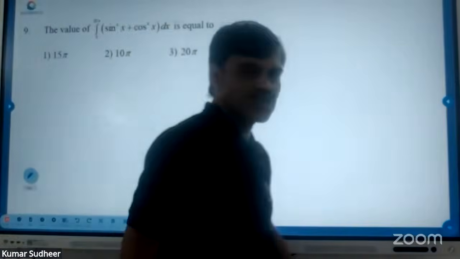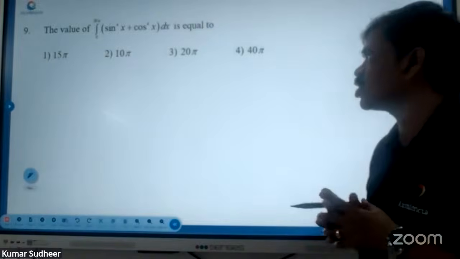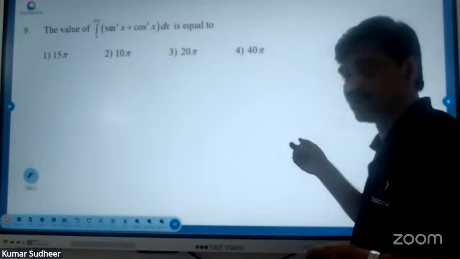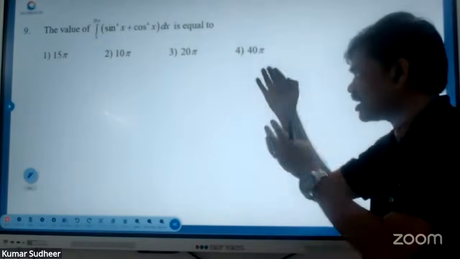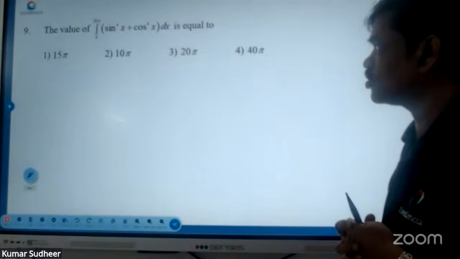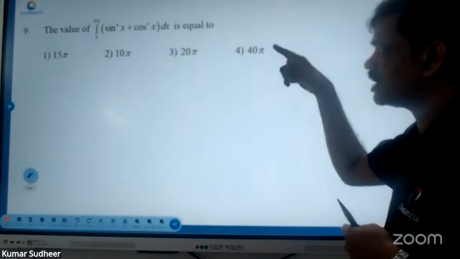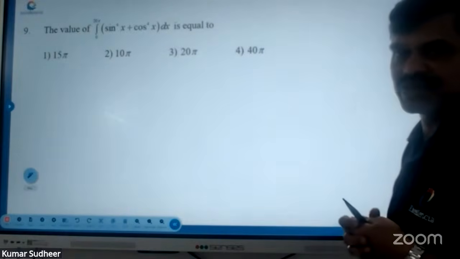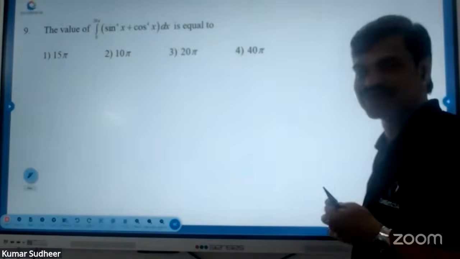Let us go for the next question. Next question is from definite integral. Integral 0 to 25 pi, sine power 4x plus cos power 4x. Now we have reduced sine power 4 theta plus cos power 4 theta. You can substitute here, but I'm not going by that procedure. Since we have 0 to 25 pi sine power 4x plus cos power 4x given, I can use the definite integral properties, especially the periodicity property here.